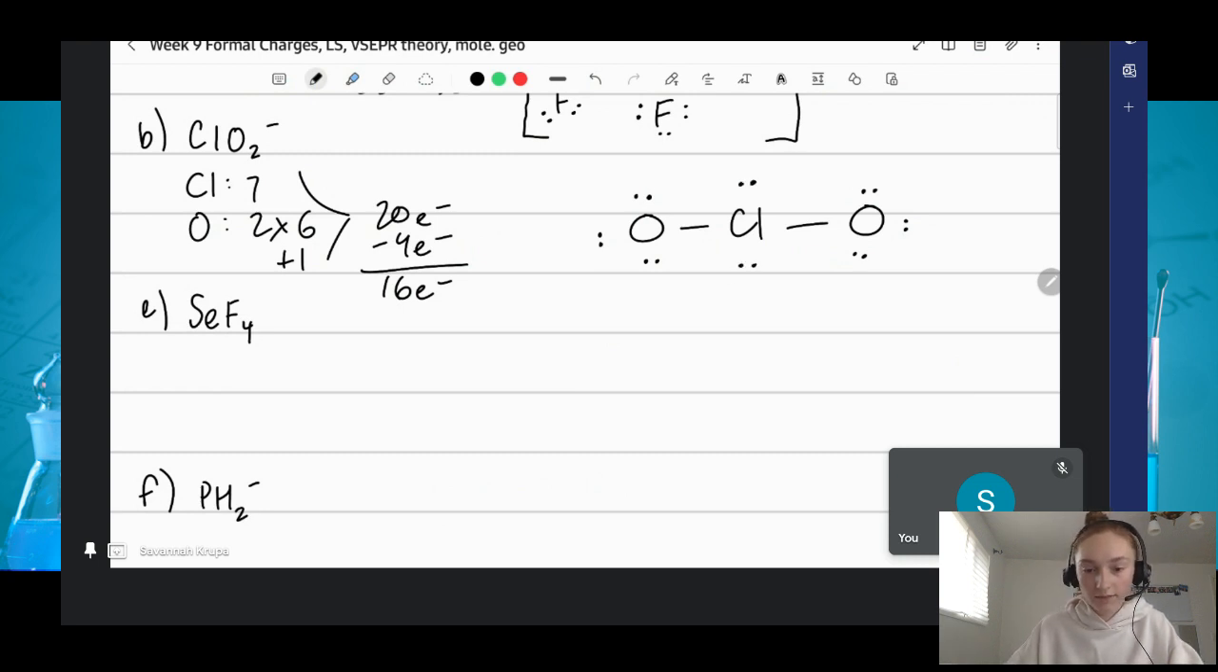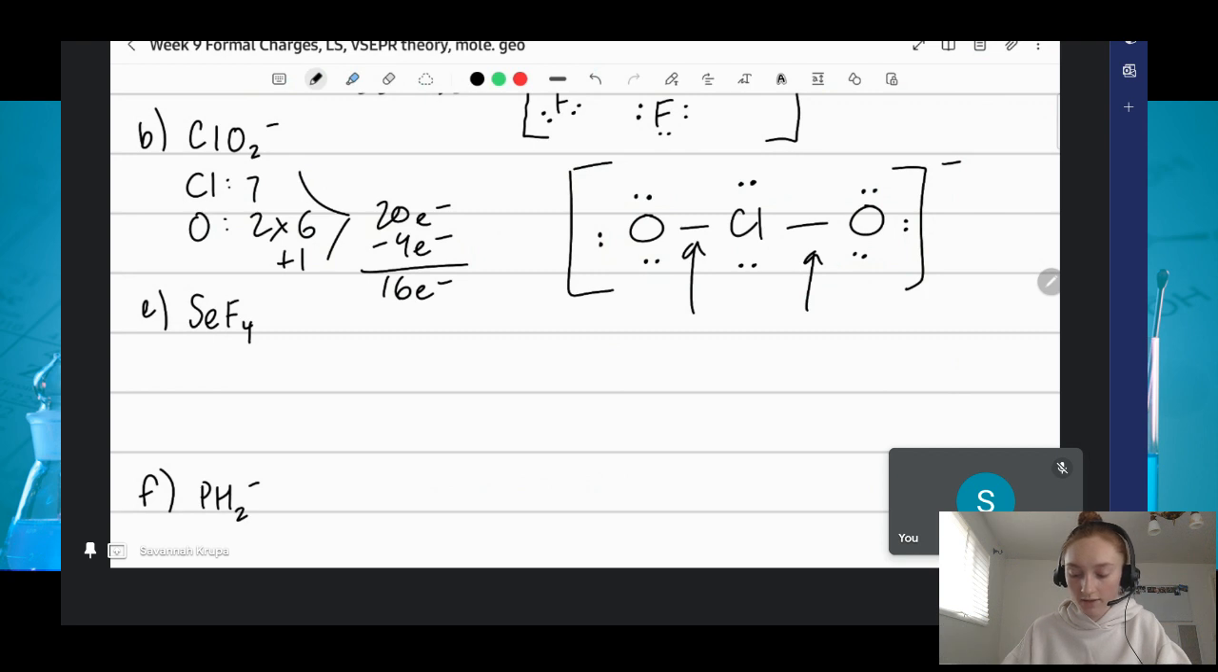So that also satisfies the chlorine. So we have 2, 4, 6, 8, 10, 12, 14, 16 valence electrons that we've used. So this structure is complete for what it'll look like. And it also has a minus charge, don't forget that. Okay, so for this chlorine, it has 2 single bonds and also has 2 pairs of lone electrons.